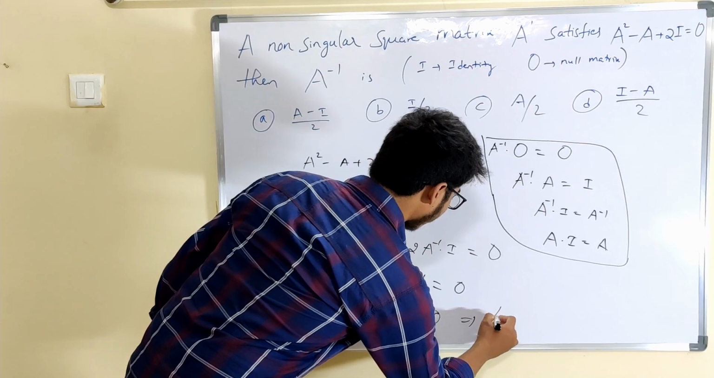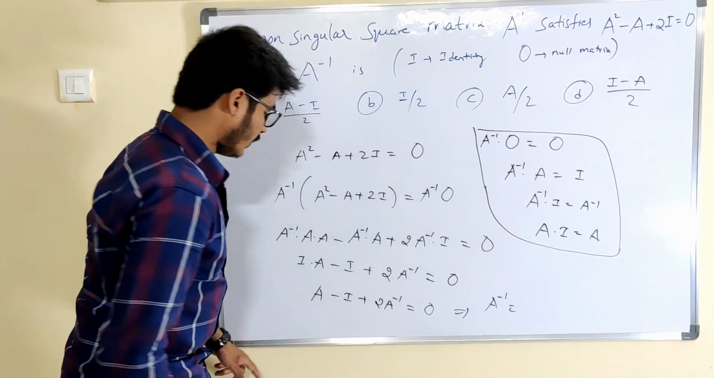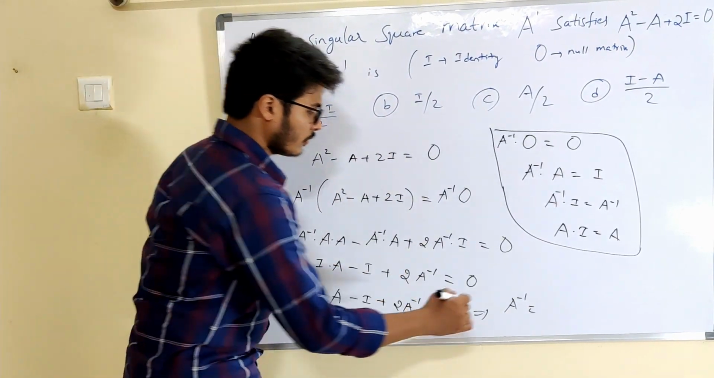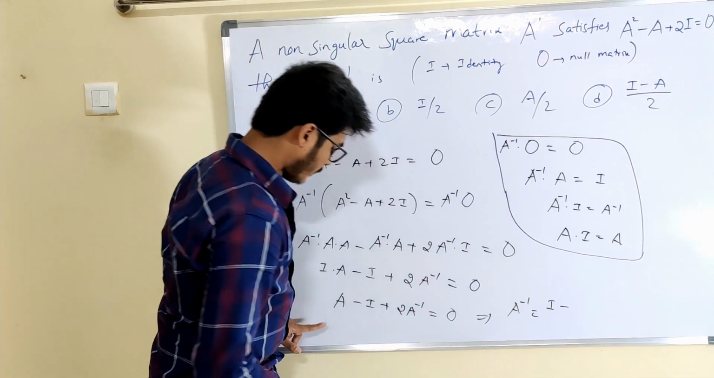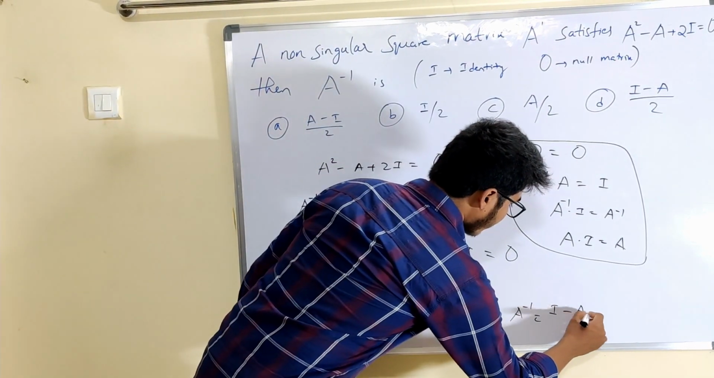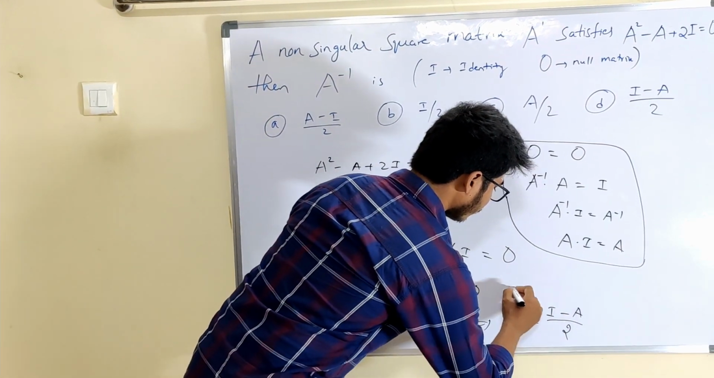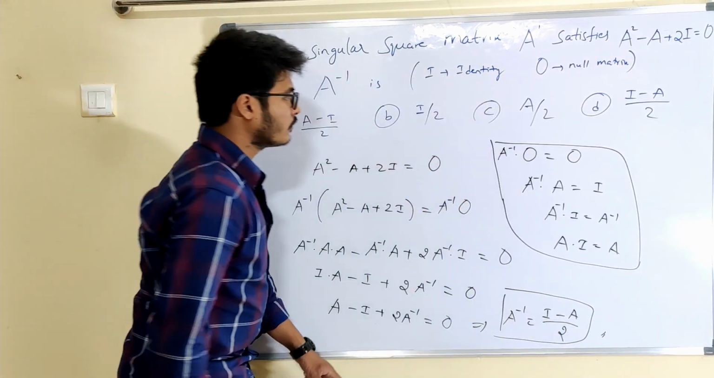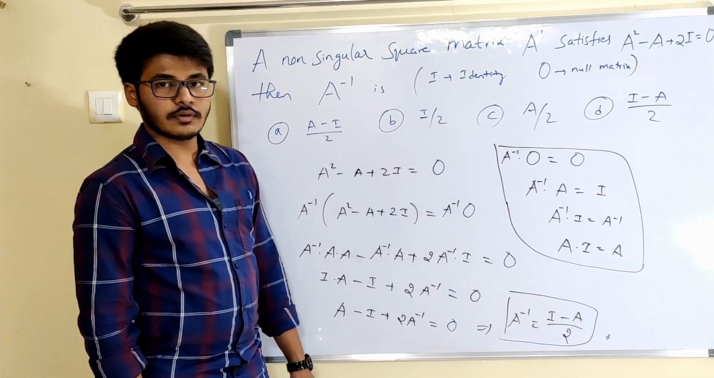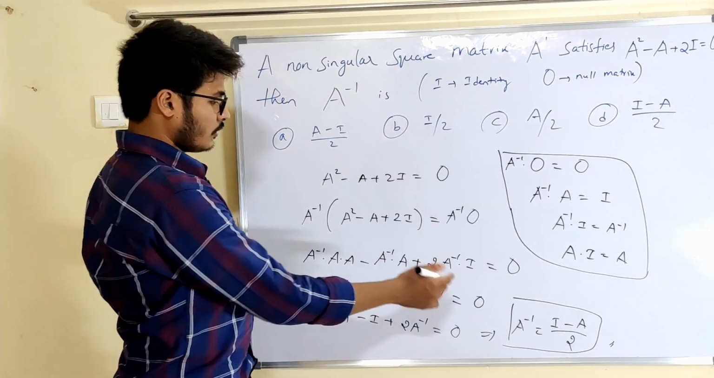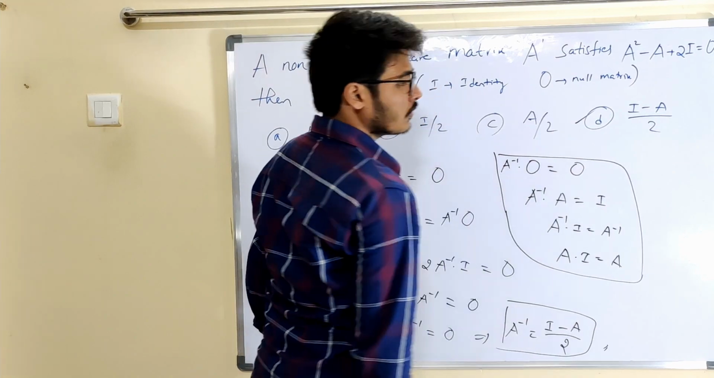So A inverse is equal to I minus A divided by 2. So this is the solution for our given question. So it is in the option I minus A by 2. Option D is the correct answer.